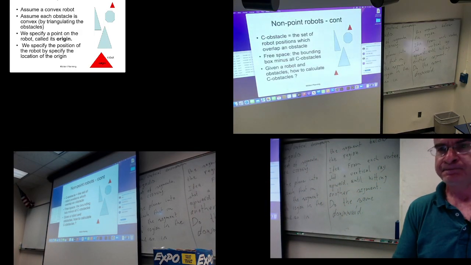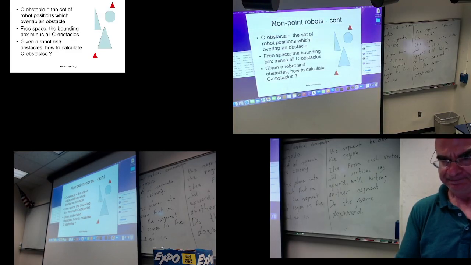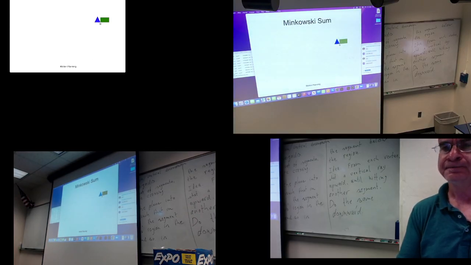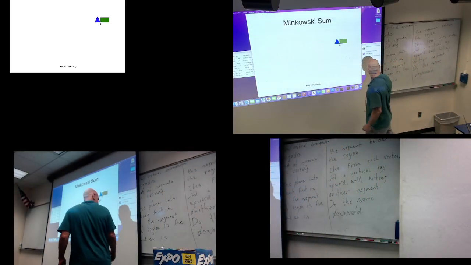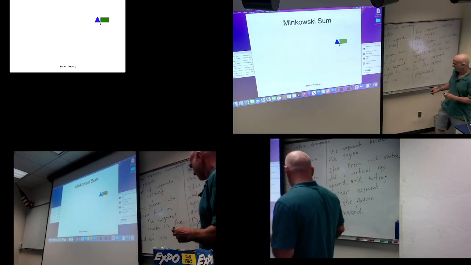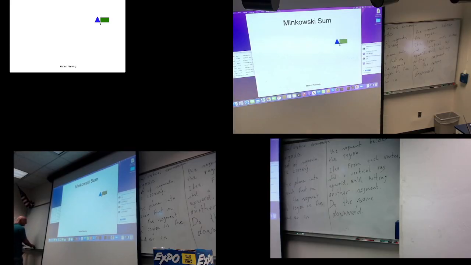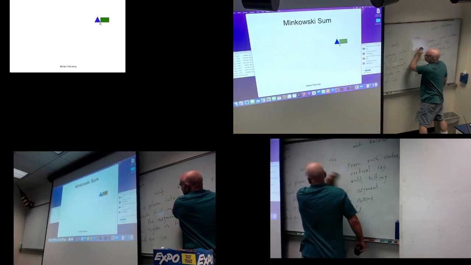For a non-point robot, it will be a bit more interesting. So, Minkowski sum, really cute. You have two shapes. One is called P, one is called Q. And a famous German mathematician called Minkowski had many contributions besides this one, but they decided to name this operation after Minkowski. So what is this Minkowski sum?